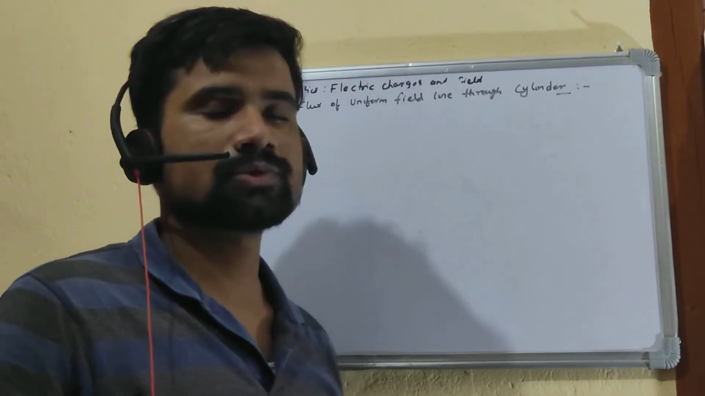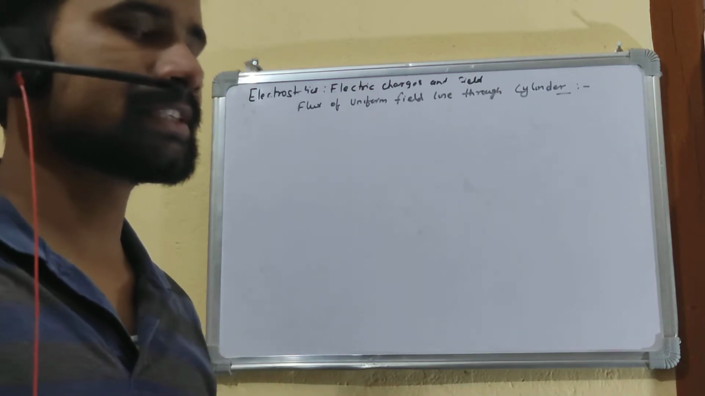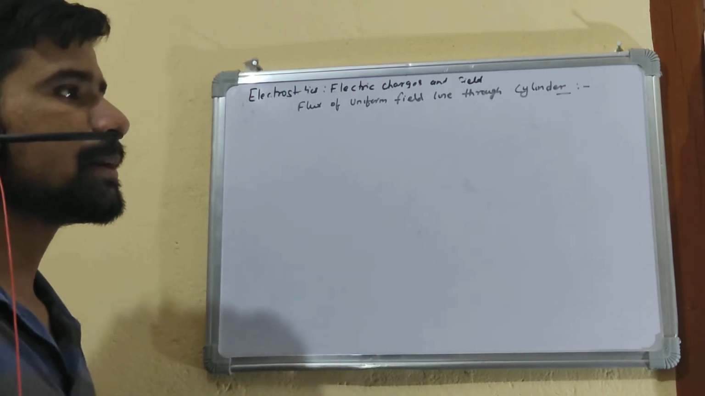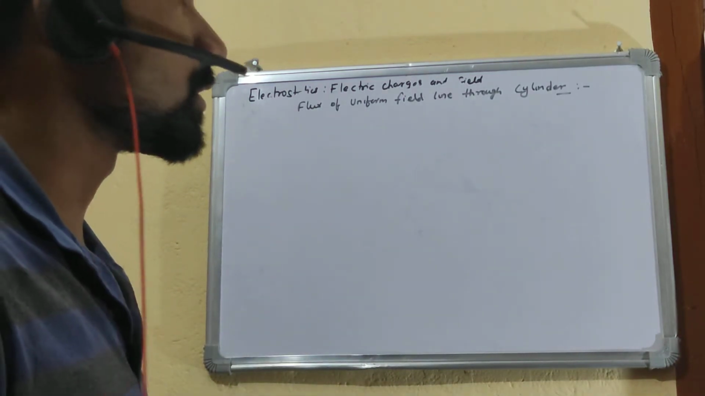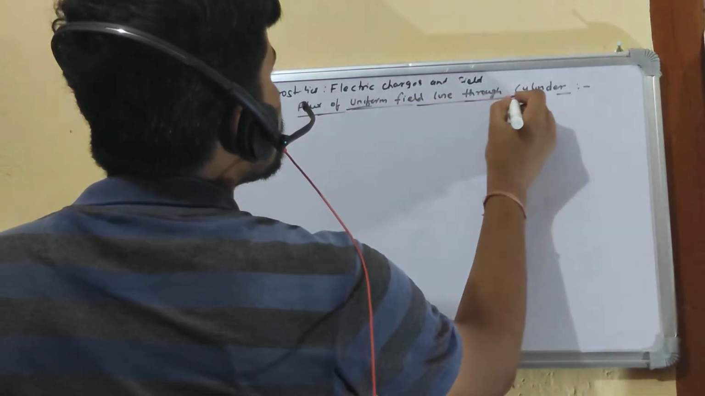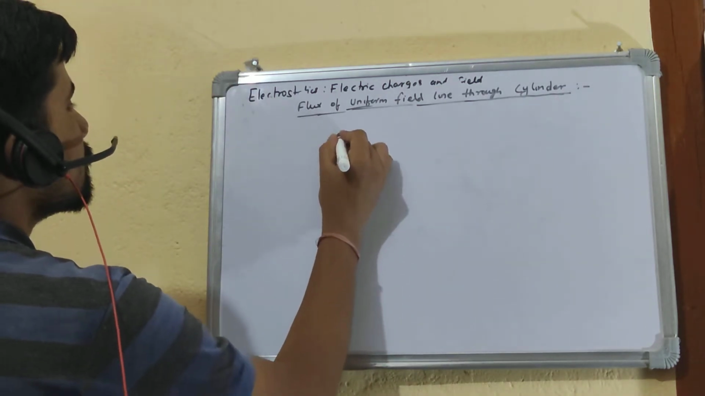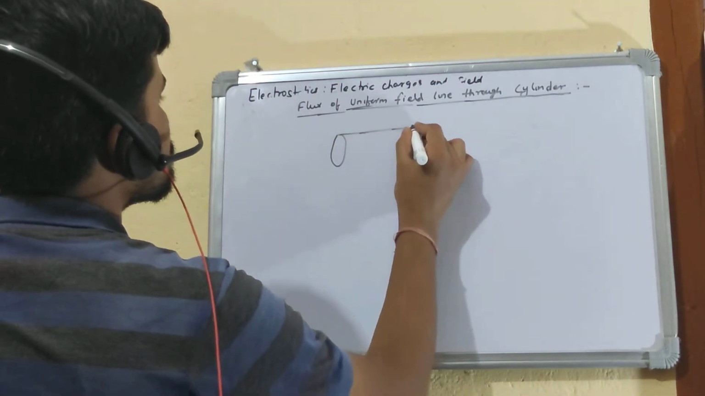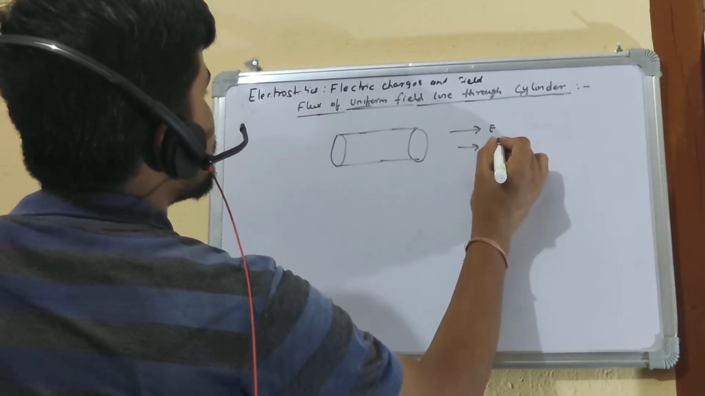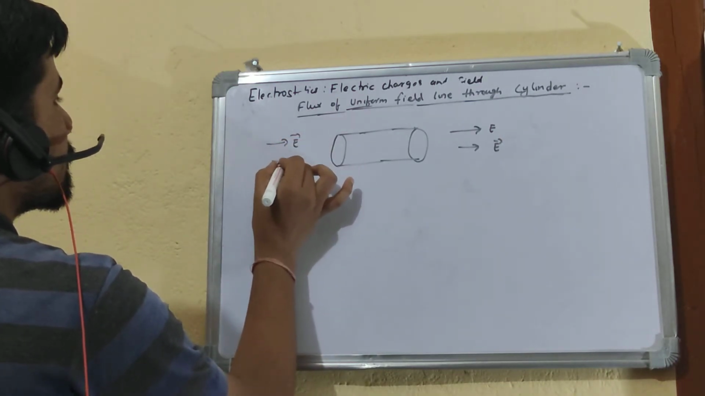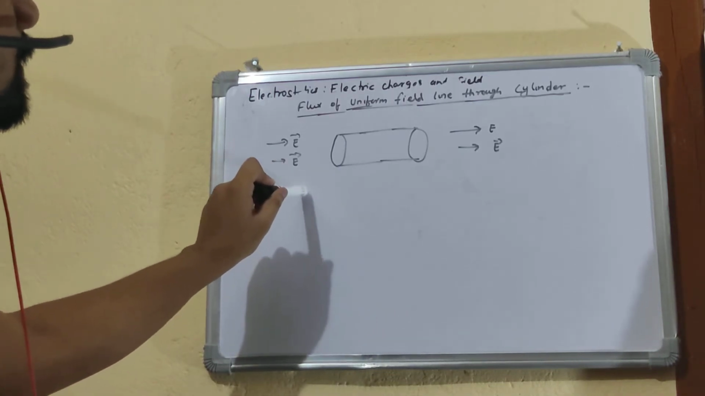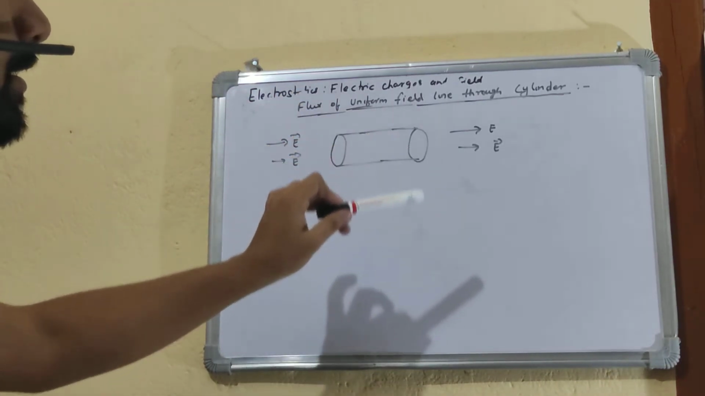Right. So we just understood the term of Gauss law, which basically says that the net flux through any closed surface, which is a Gaussian surface, is 1 by epsilon naught times the charge enclosed by that surface, right? So we have a topic here called flux of uniform field through a cylinder, right? Let's say we have a cylinder. This is a cylindrical surface, right? And we have an electric field E in this direction, right? So now we need to calculate the net flux through this cylindrical surface, right?